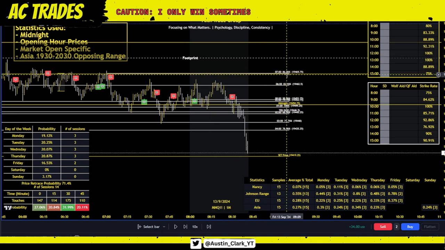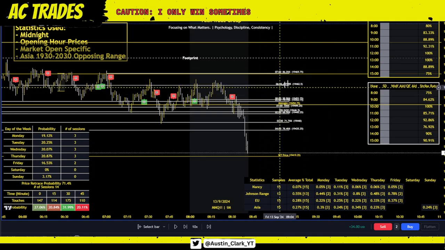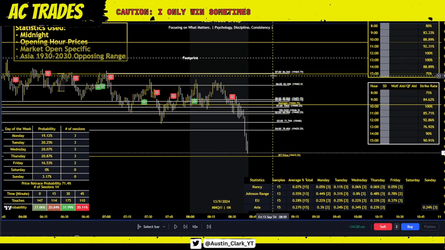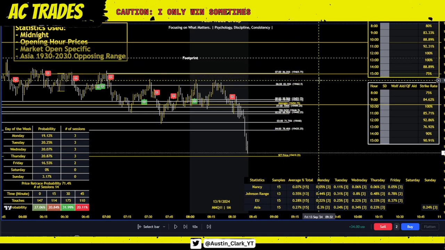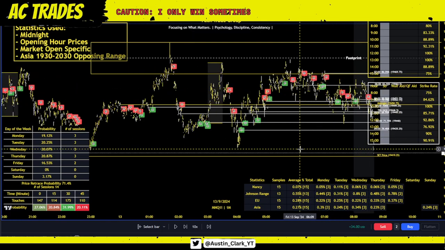We failed to retrace it. Guys, this is an 86.2% probability out of the past 900 plus days that we have retraced 7 o'clock. 86.2%. You think I'm going to sleep on that?